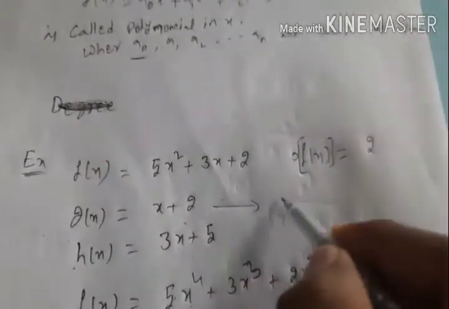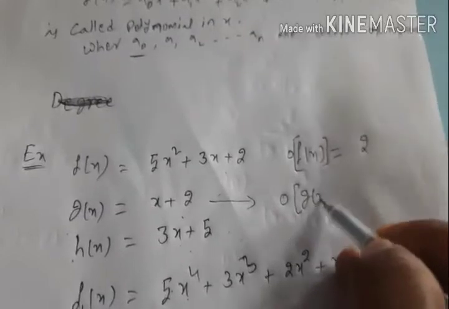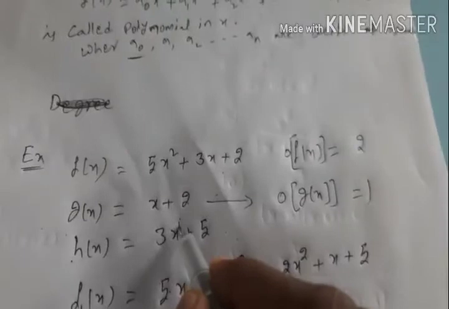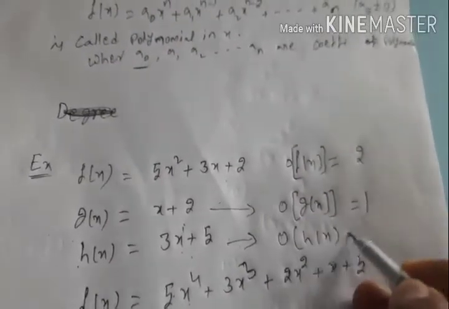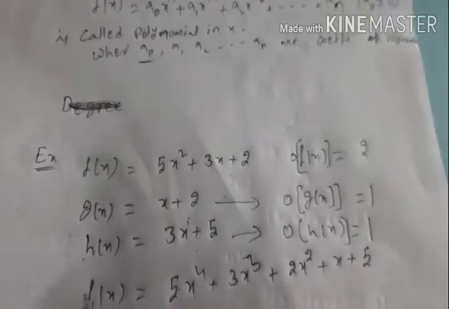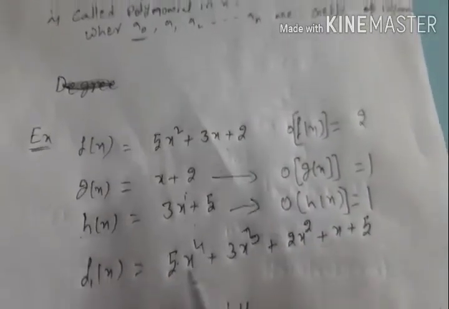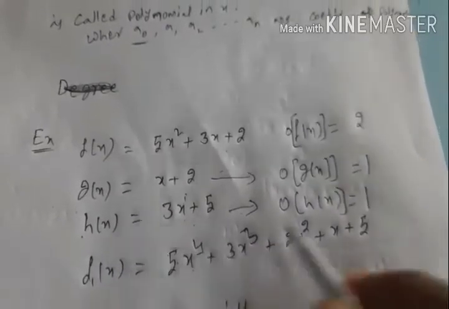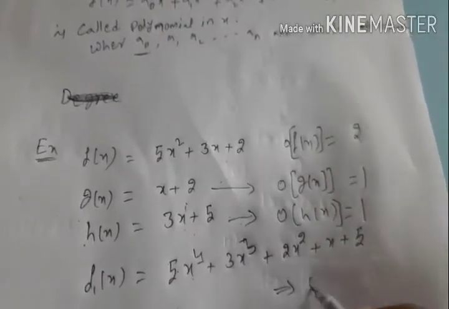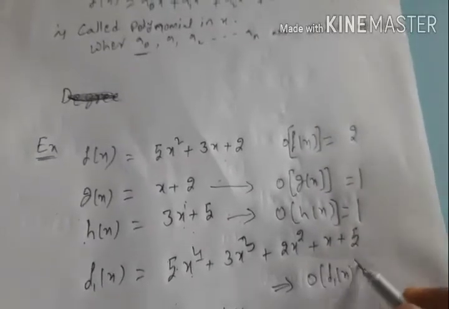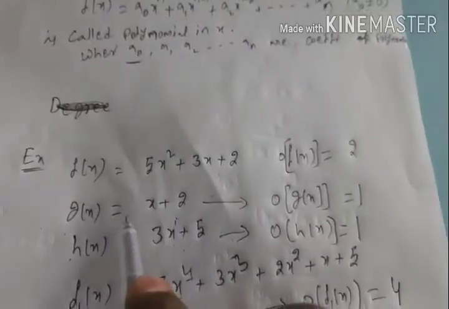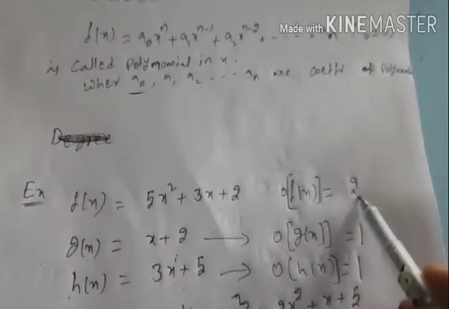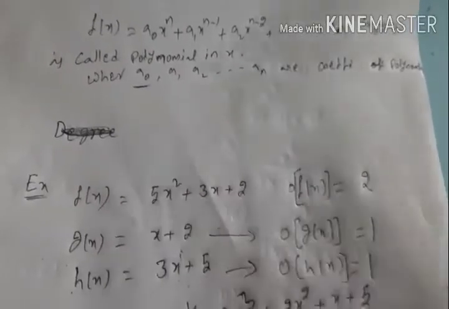In this example, order of g of x is equal to 1. In h of x, the highest power is 1, so the order of h of x is equal to 1. In f1 of x, the highest power is 4, so the order of f1 of x is equal to 4. If order is 1, the polynomial is called a linear polynomial. If order is 2, the polynomial is called a quadratic polynomial.